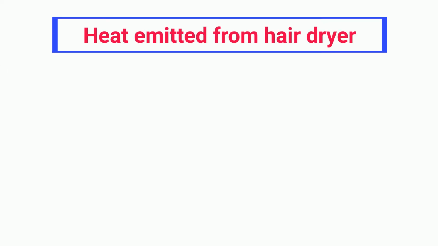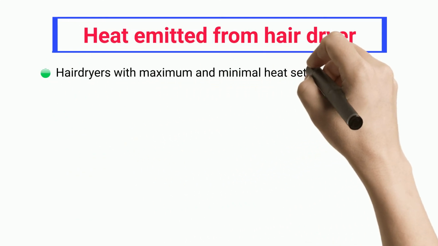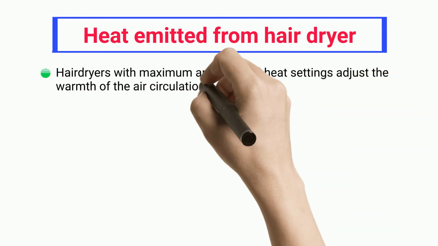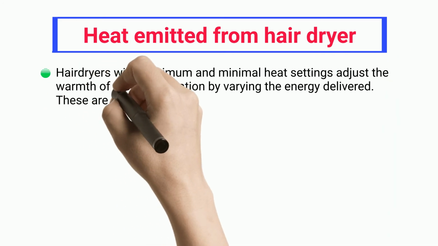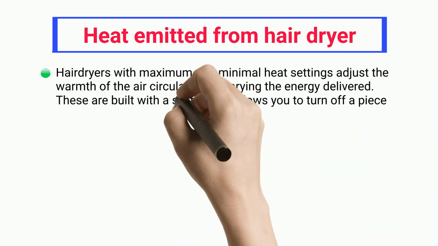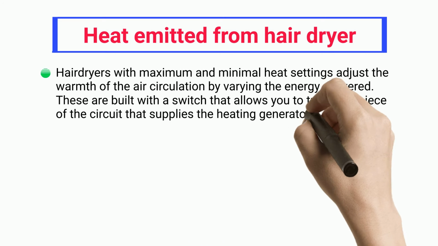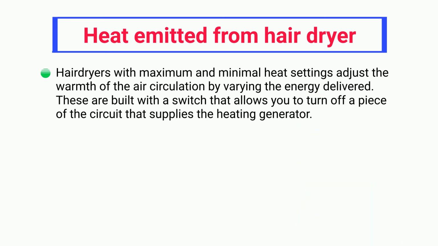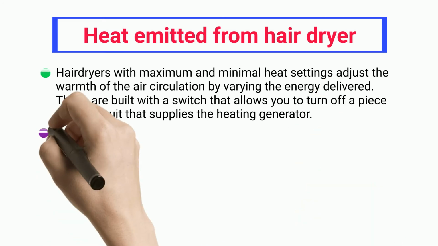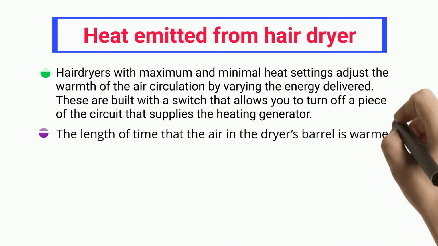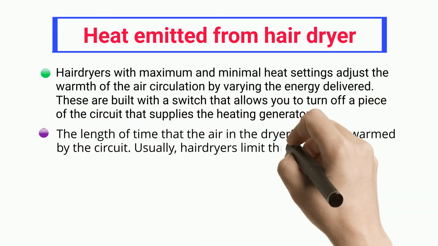Heat emitted from hair dryer. Hair dryers with maximum and minimal heat settings adjust the warmth of the air circulation by varying the energy delivered. These are built with a switch that allows you to turn off a piece of the circuit that supplies the heating generator. This sets the length of time that the air in the dryer barrel is warmed by the circuit.